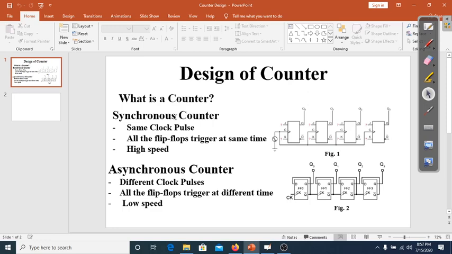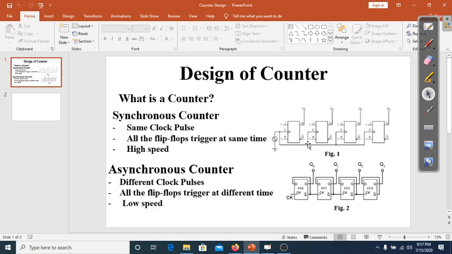In synchronous counter, the flip-flops have a common clock pulse. These have same clock pulse. Therefore, all the flip-flops trigger at same time. Furthermore, these have high speed as compared to asynchronous counter. In asynchronous counter, the flip-flops have different clock pulses. All the flip-flops trigger at different time. Therefore, these have low speed.